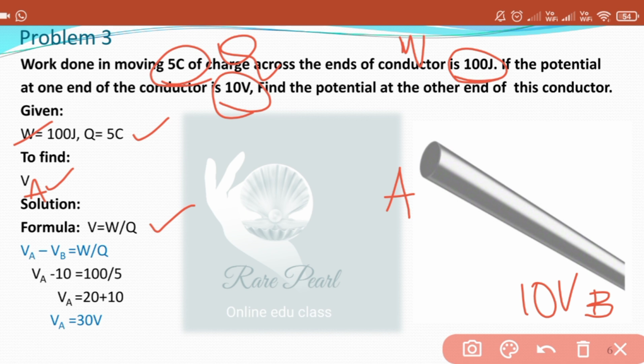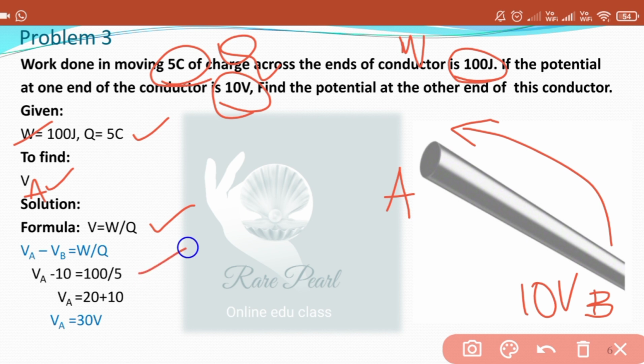So therefore VA minus VB is equal to W by Q. The work done in moving the charge from point B to point A is what we have to calculate. So VA is equal to, what will be the expression we can get? VA is equal to W by Q plus VB. So let us substitute the values of VB, W and Q.